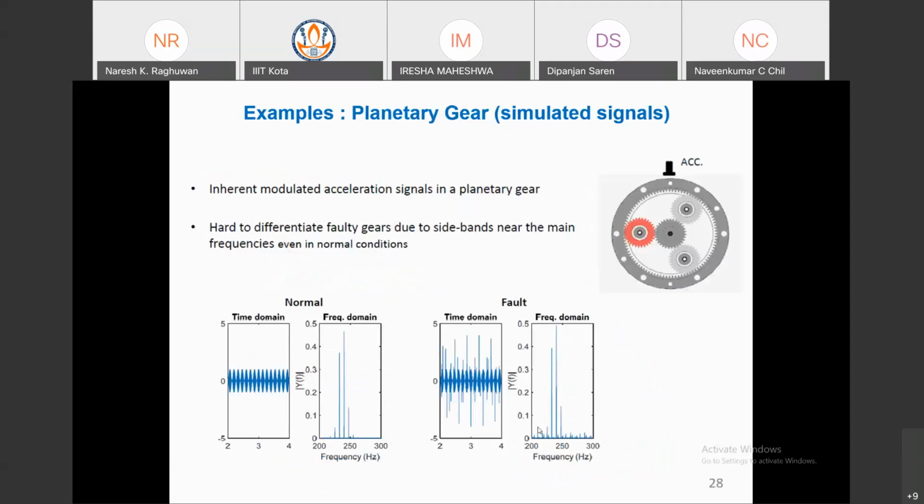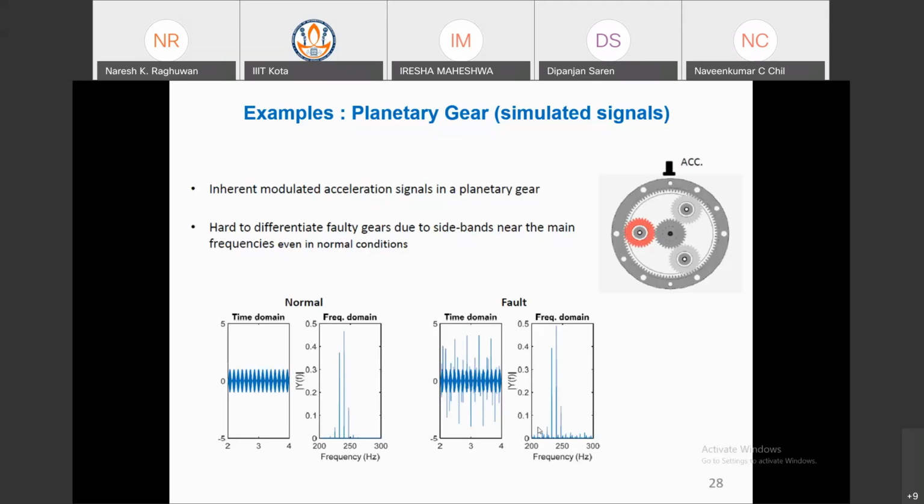Okay, so another case is the planetary gear. I have explained earlier that different stages are there. The single stage and double stage are easier than the planetary gear. Some simulated signals are there. In the frequency domain, you can see many frequencies for a particular gear pair, and you cannot see a particular fashion, even though this is a simulated signal.